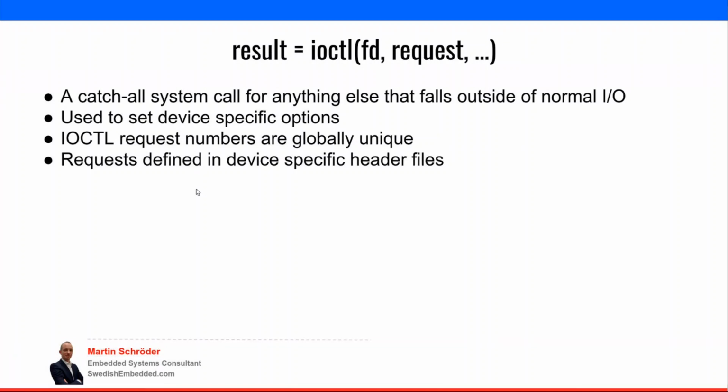These IOCTLs are defined in specific header files that are specific to the devices that you're interacting with. So if you're interacting with the terminal, you will include the termios file, which specifies the IOCTLs for the terminal devices. And then you can set things like baud rate and different terminal-specific options using the IOCTLs.